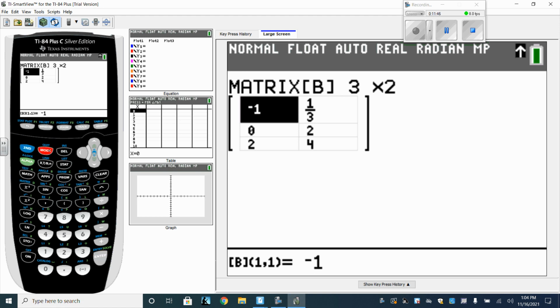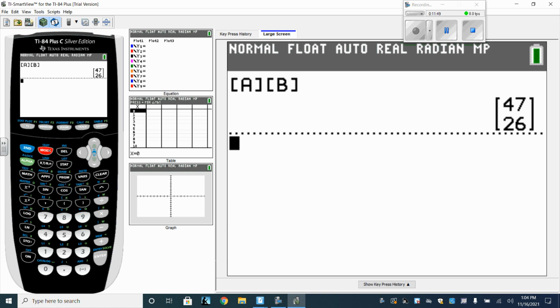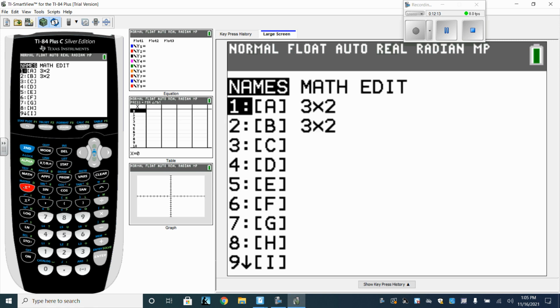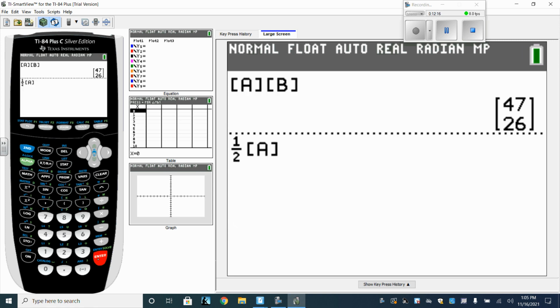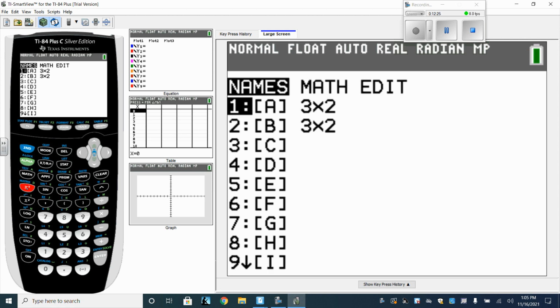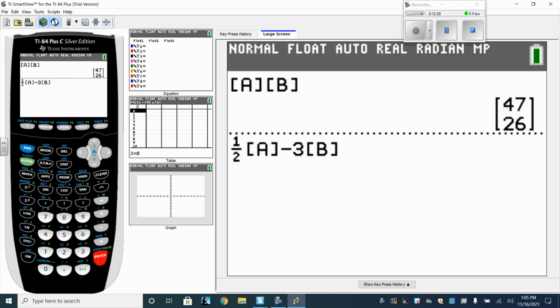At this point here, we can go second quit. Now looking at the problem, we have 1/2 times what we plugged in as matrix A, yes? So we go alpha y equals, enter for our fraction, so we would have 1 over 2. Now you want to cursor over so you're not putting the matrix into the denominator. Then we go second matrix, and this time we'll just hit enter because it'll call it matrix A. So we have 1/2 times matrix A.